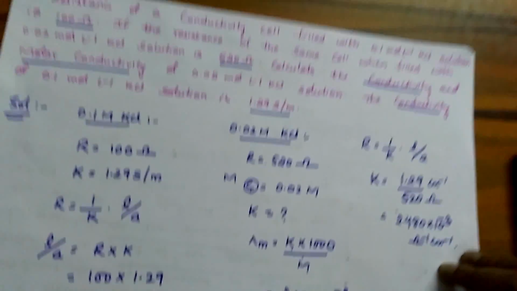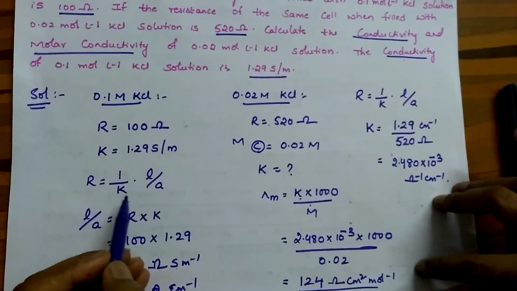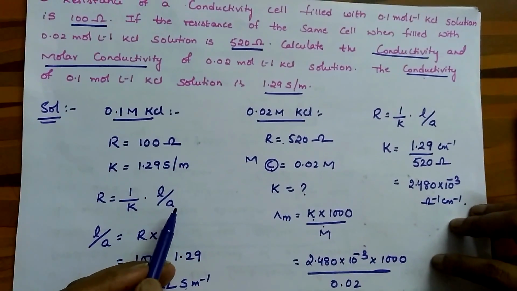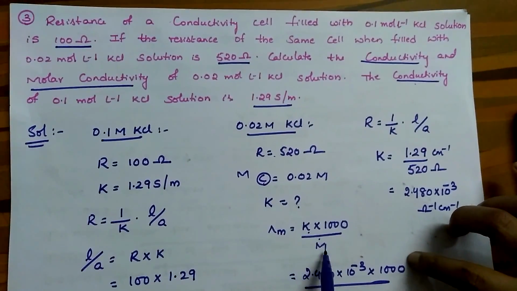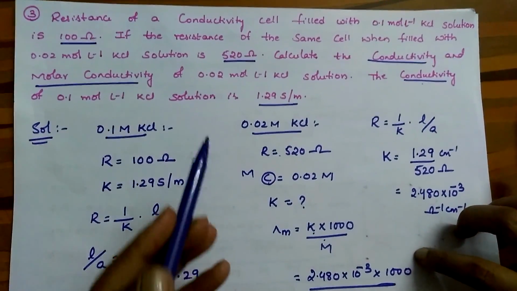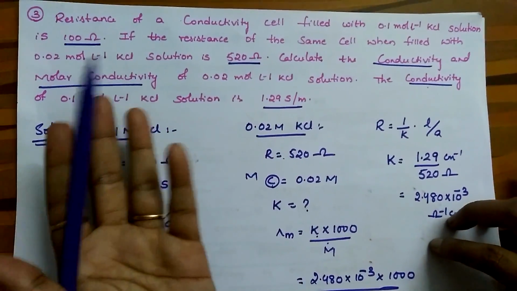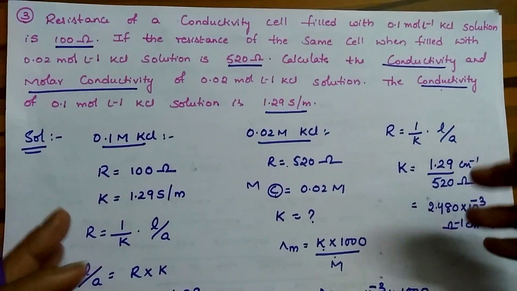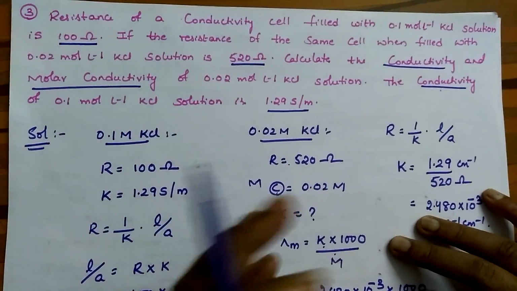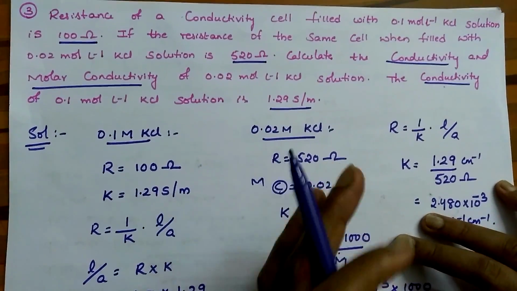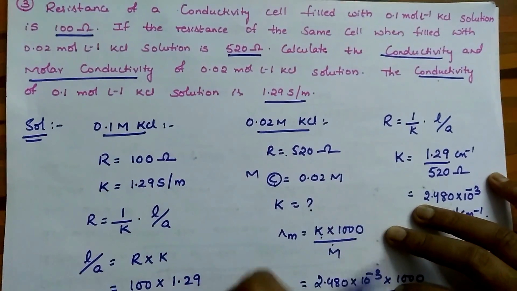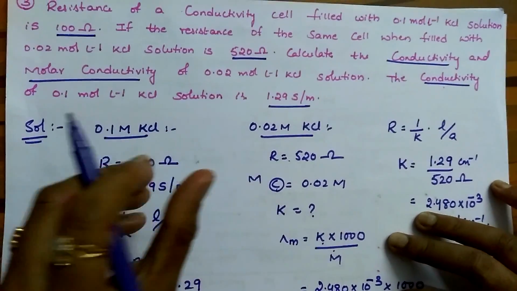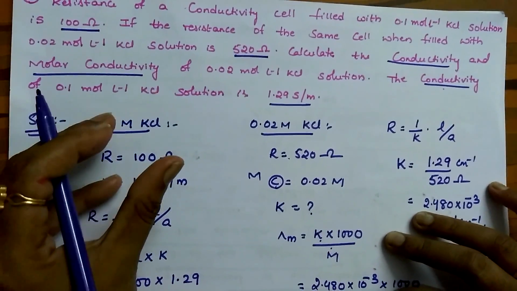See students, whenever they give R and K, directly you can find the cell constant. If they give K and M, we can find molar conductivity. If they give data for two different solutions, first use the given data to find the required quantity, which is useful to find the required thing in the second solution. These are some important concepts and numericals in electrochemistry.